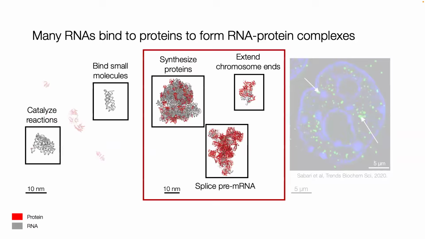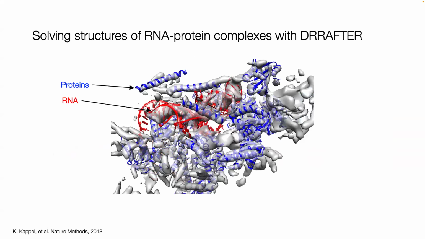So I mentioned before that RNA molecules, they don't just act alone, but they also bind to proteins to form these RNA protein complexes. And this is how a lot of these RNA molecules actually function. So we extended this method to be able to model RNA coordinates into large cryo-EM maps of RNA protein complexes. This approach is called Drafter. And during my postdoc, we used this approach to resolve a mystery.